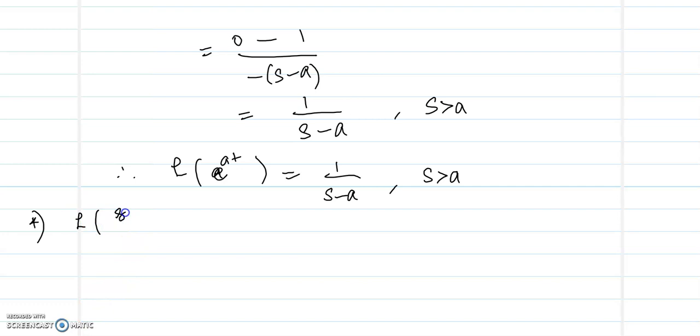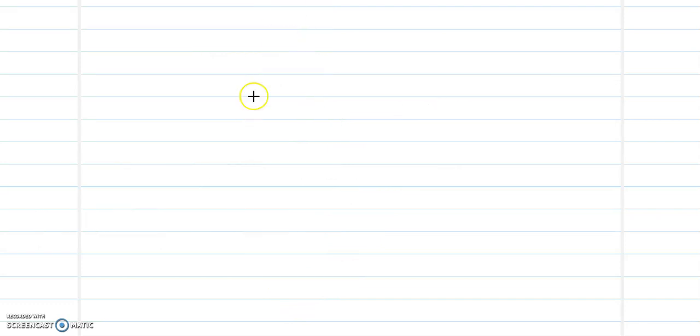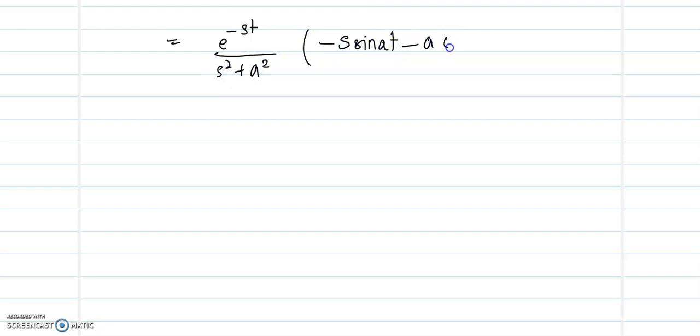Next we will look at the Laplace transform of sin at. So that is again integral 0 to infinity e power minus st sin at dt. Now the value of the integral will be e power minus st by s square plus a square times minus s sin at minus a cos at. Now apply the limits from 0 to infinity.